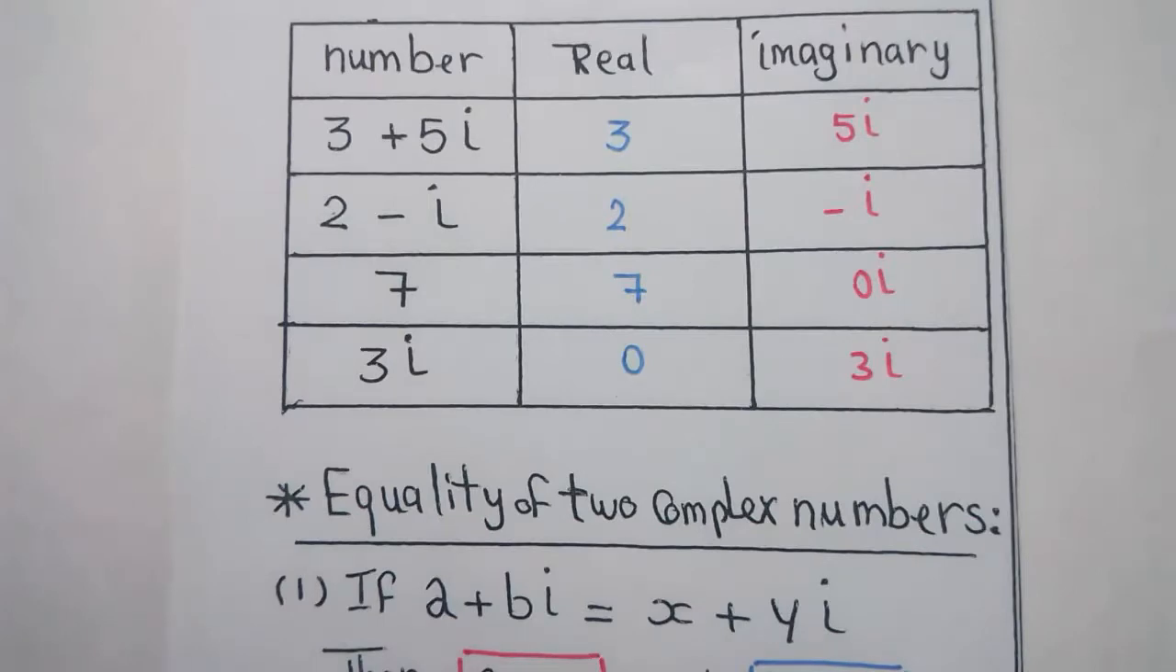For example, 3 plus 5i, real 3 و imaginary 5i. 2 minus i, real 2, imaginary negative i. 7, real 7, imaginary 0i. 3i, real equals 0, imaginary 3i.